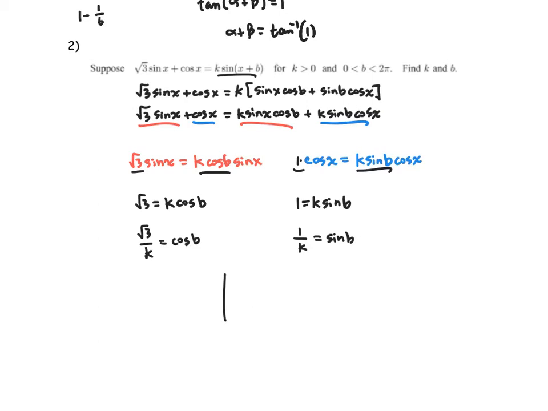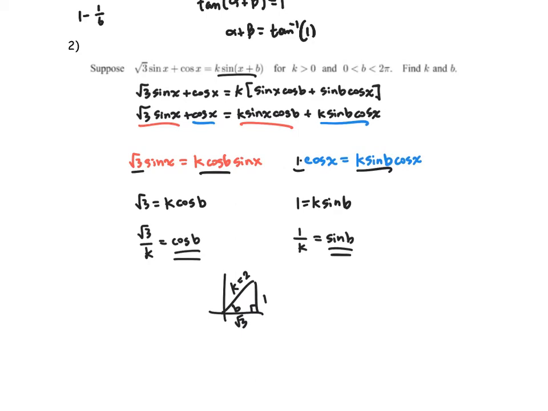Since it looks like k is greater than 0, the sine and the cosine, so if the cosine is positive and the sine is positive, we've got to be in quadrant 1. So I'm going to draw myself a triangle. Here's my angle b. The cosine is root 3 over k, and the sine is 1 over k. That right there is telling me I could use Pythagorean theorem or just special right triangles. I see that k is 2. Either way you get there, totally fine.